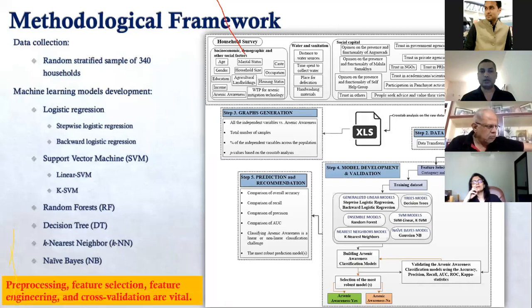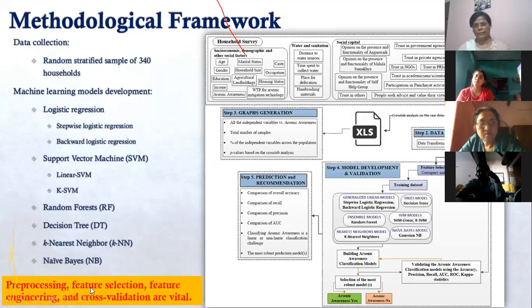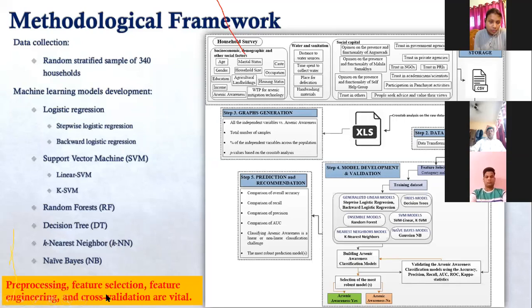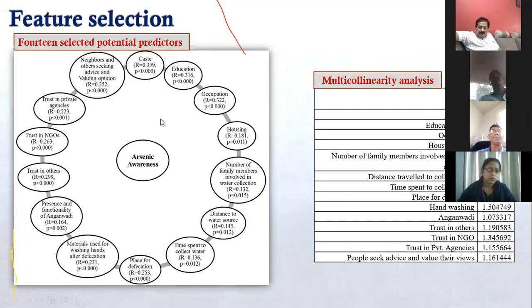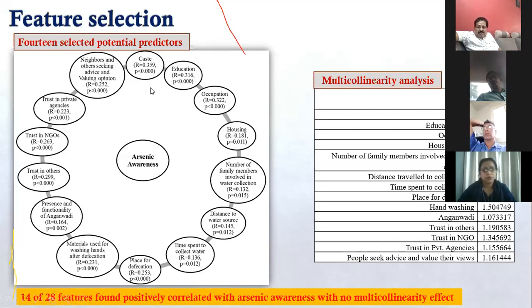What we need to take away from this slide is basically that the pre-processing step, the feature selection, feature engineering, and cross-validation are critical whenever we develop any machine learning model. As I mentioned at the beginning, feature selection is very, very important. I started with, say, 28 features. But after doing the contingency analysis, chi-square test, I found 14 predictors were statistically significant here. And that becomes the candidates for model development.